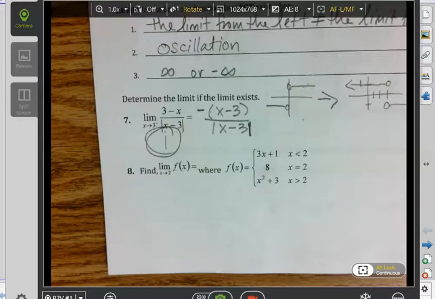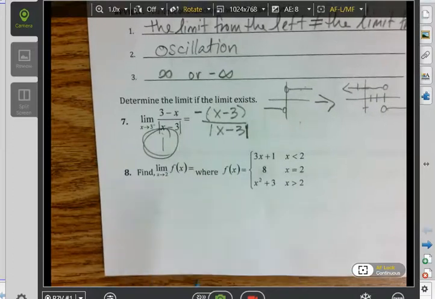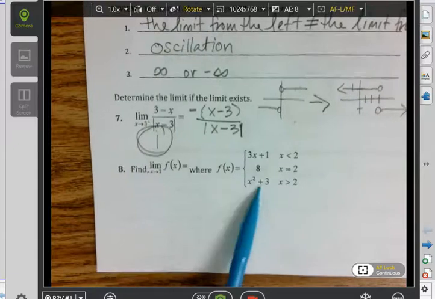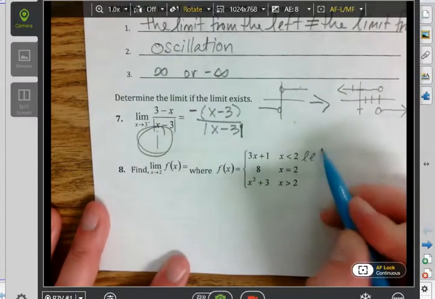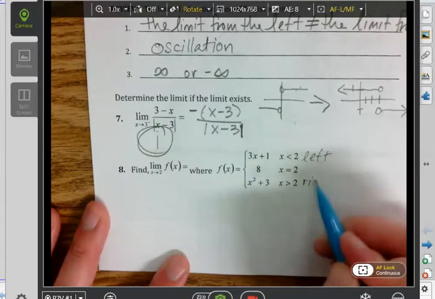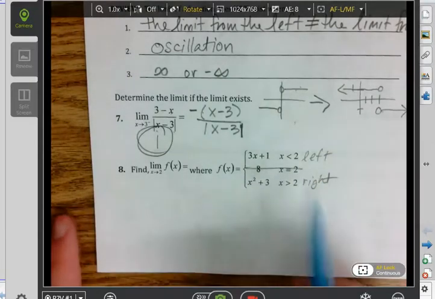All right, in problem 8, we want the limit as x approaches 2. So we need the left limit and we need the right limit. But we don't actually need to know what f of 2 is. So looking at the 3 parts here, which piece do we not care about? 1, 2, or 3? 2, right. This is our left limit. This is our right limit. But we don't need this one right here. That's what we would need if we wanted to find out f of 2.